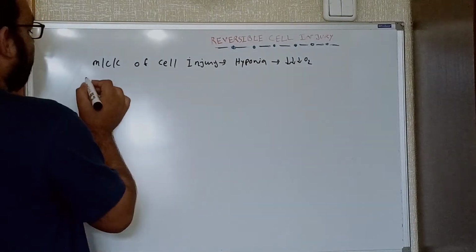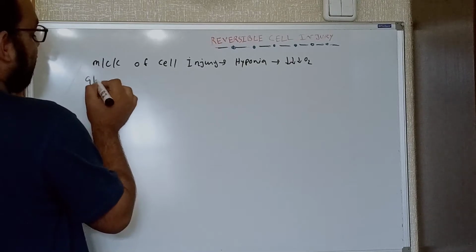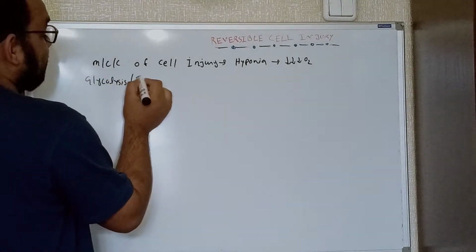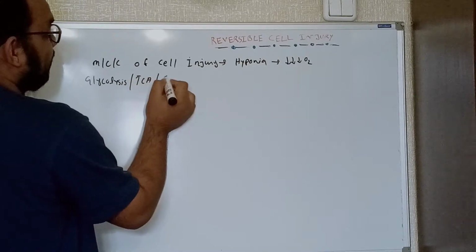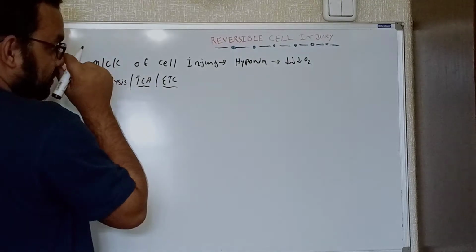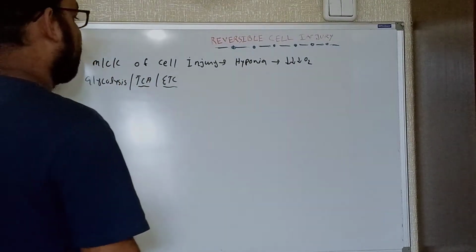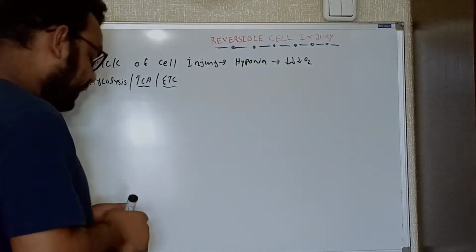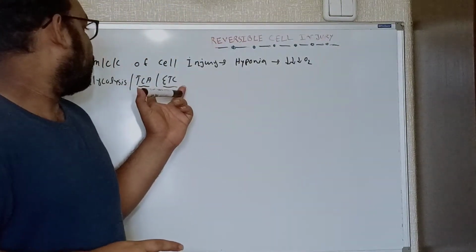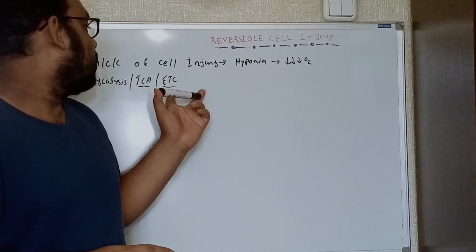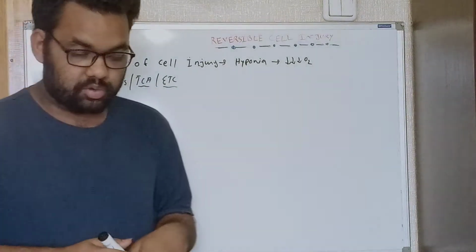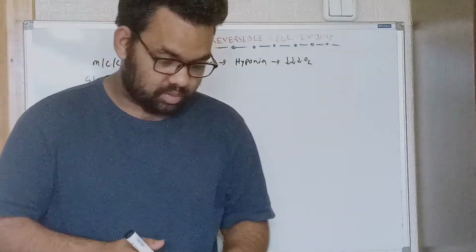We know glycolysis, the TCA cycle, the Krebs cycle, and the electron transport chain. In the TCA cycle and the ETC, oxygen is utilized. Whenever there is a deficiency of oxygen, these two steps will not be able to utilize the oxygen. So when oxygen is less, less ATP will be produced within the mitochondria.